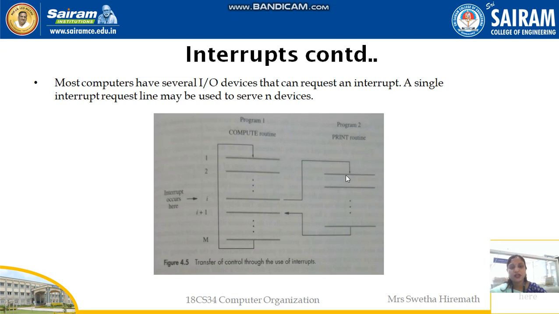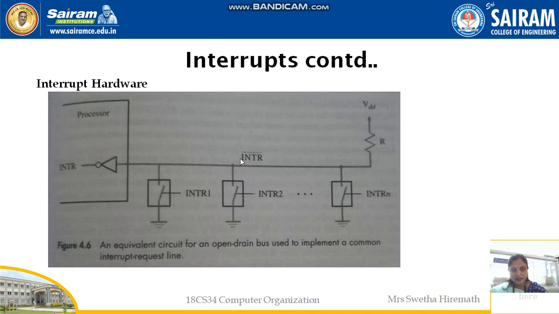This is how the interrupt occurs, and the service routine which is executed is the print routine here. Most computers have several IO devices that can request an interrupt. A single interrupt request line may be used to serve n devices. So there is a single line here in this diagram, you can see. This part is explained in the interrupt hardware, so we can see here how the interrupt line actually looks.